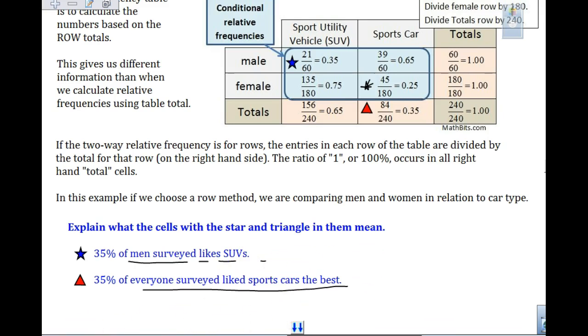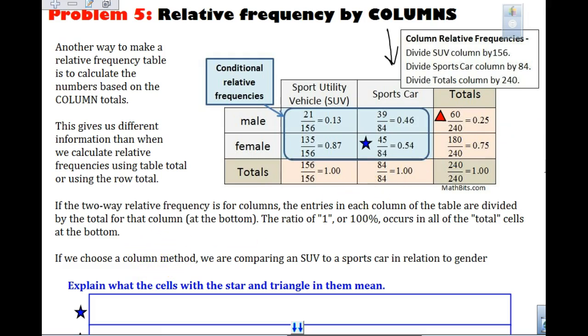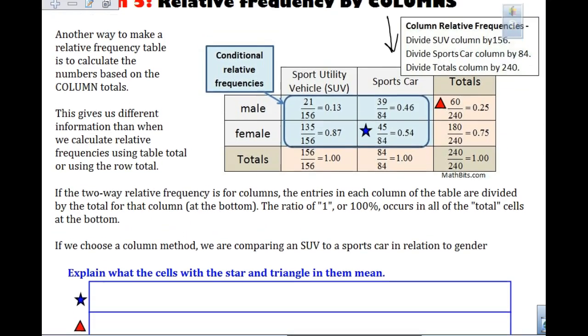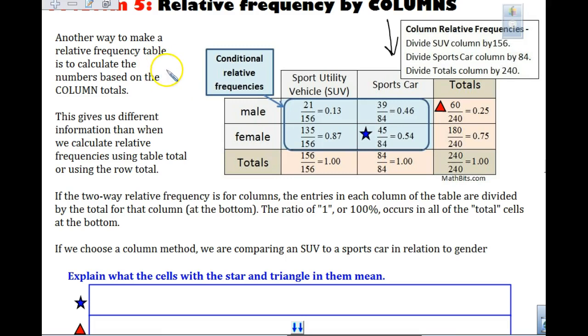So as we take a look, Emily, you want to read for us? Sure. Another way to make a relative frequency table is to calculate the numbers based on the column total. This gives us different information than when we calculate the relative frequencies using the table total or using the total. So again, this way, two-way column represents it.